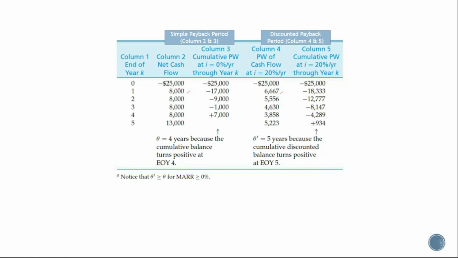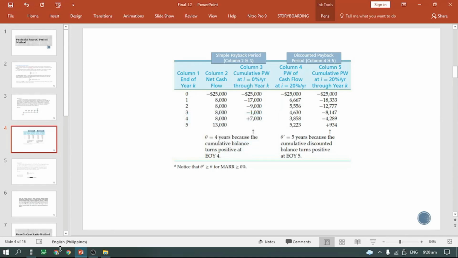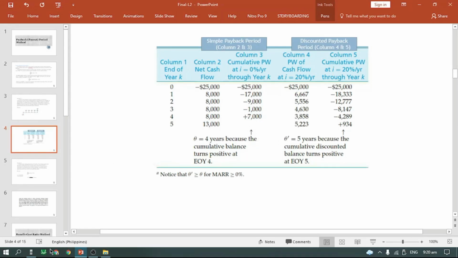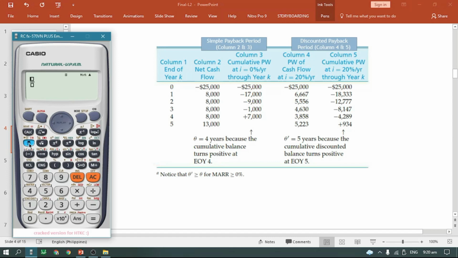Ang ginawa dito, yung 8,000 at the end of the first year is kinuha natin yung present worth niya considering the time value of money at 20 percent. So try nating i-compute yun. So we have 8,000 divided by the compound factor 1.2 raised to, let's say, A. So, yung A natin is 1, end of 1 year.